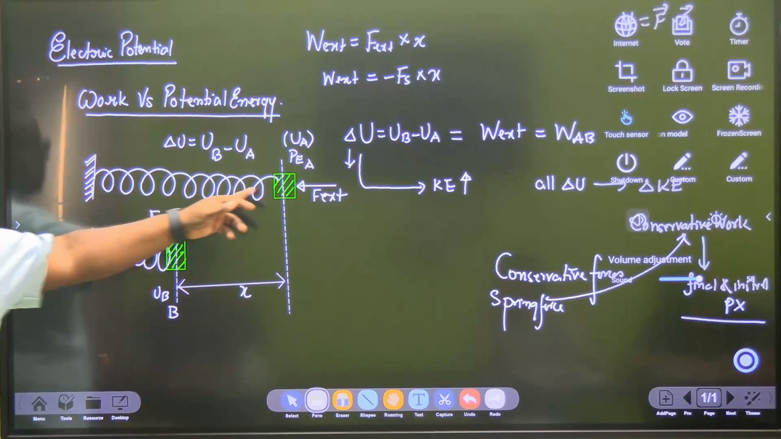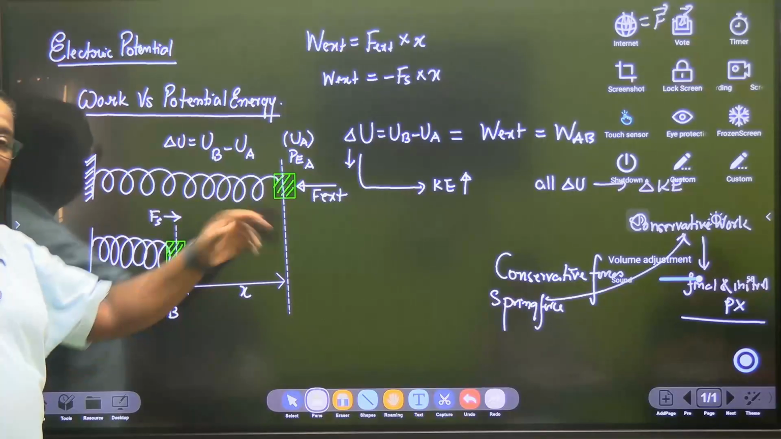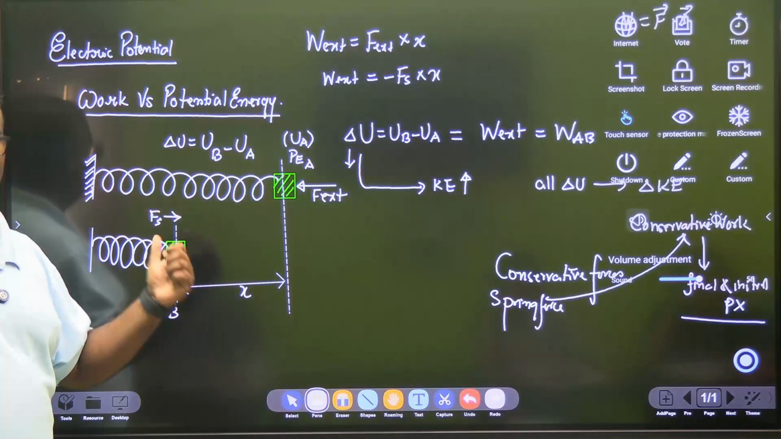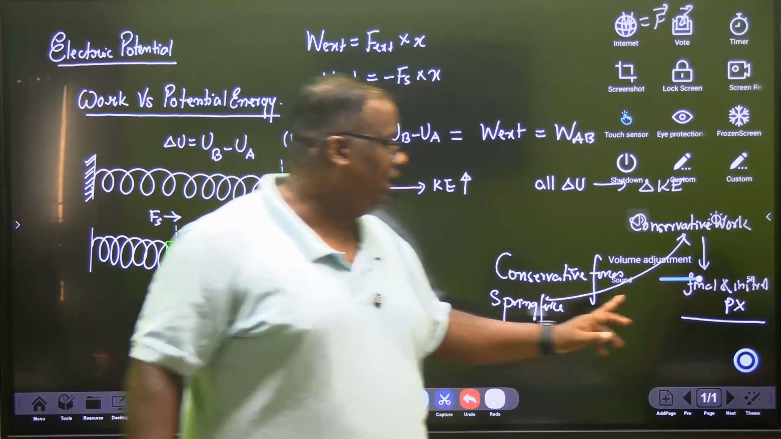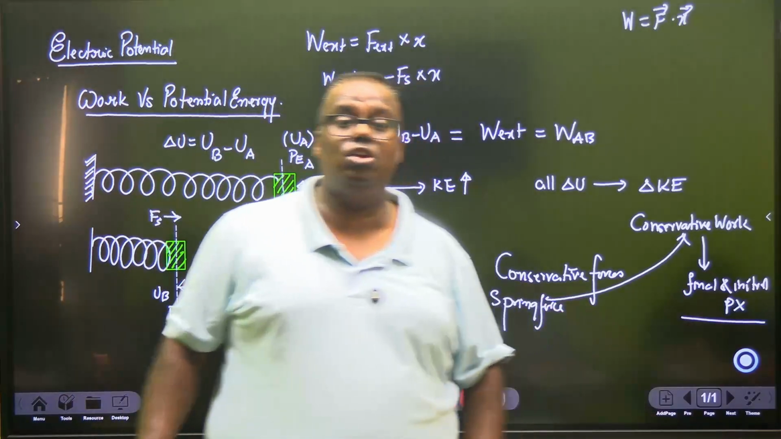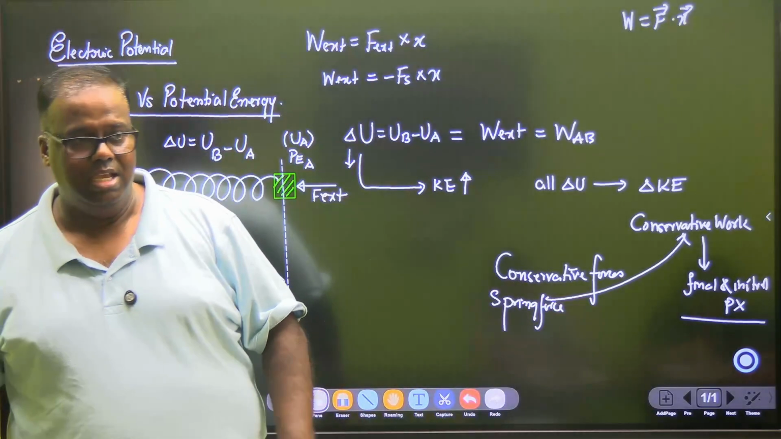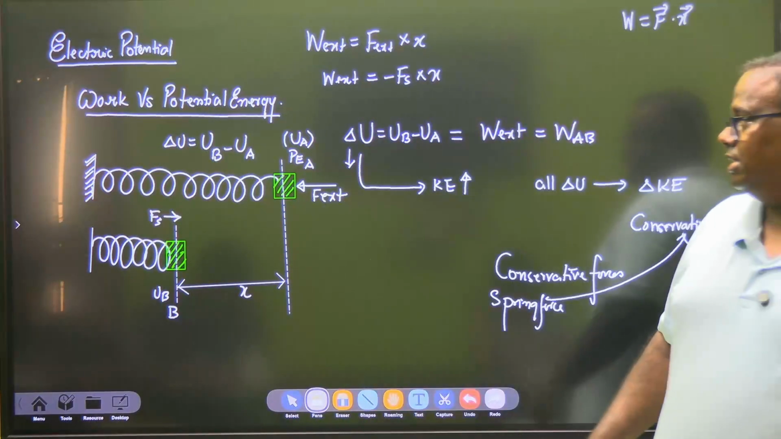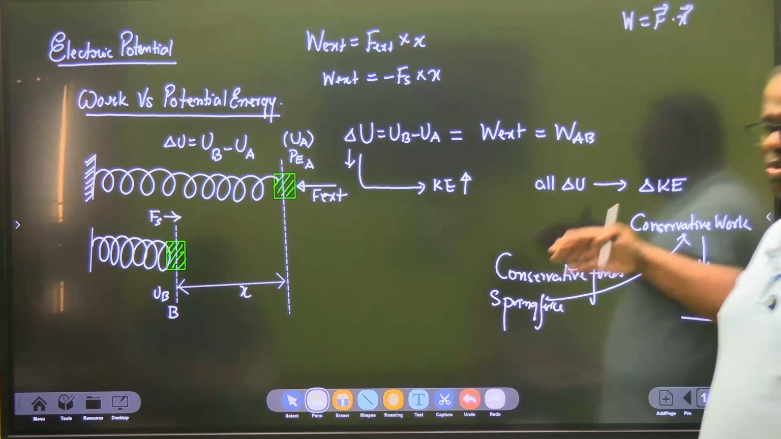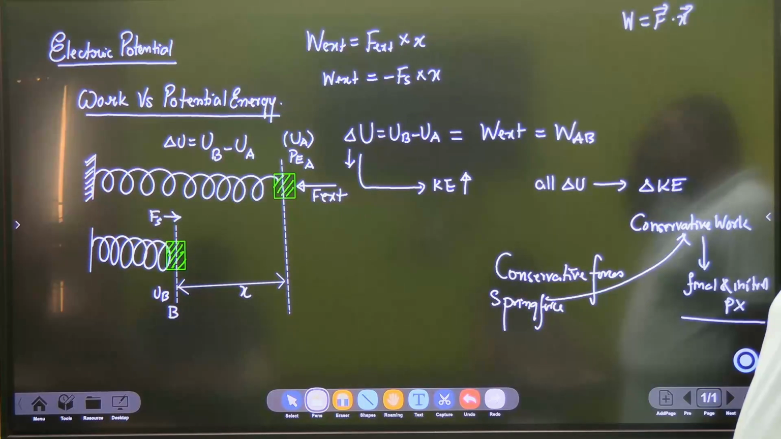If you bring this point of the spring here, no matter how you have brought it, the potential energy will be the same. That's what we mean by this. It depends on the final and the initial position. It does not depend on the path taken. Is this first example analogy understood by you? This is what you will be studying slowly now in your electrostatics also.